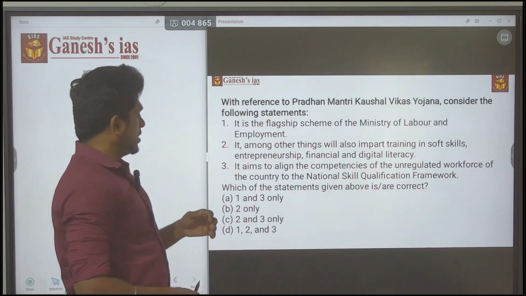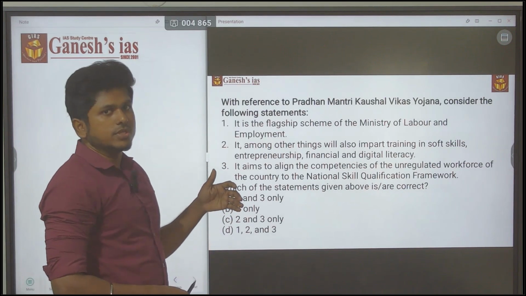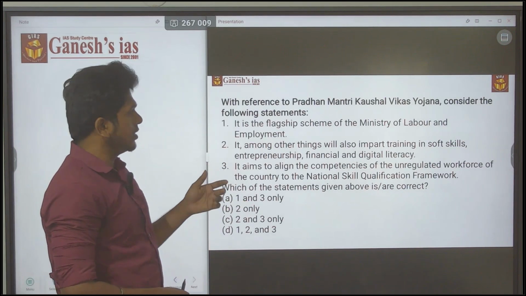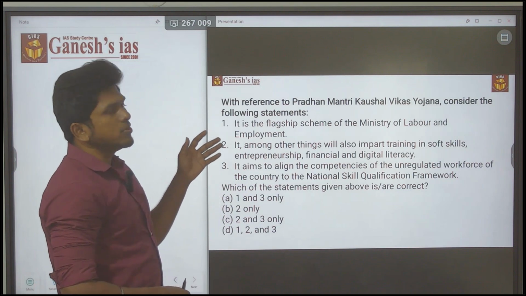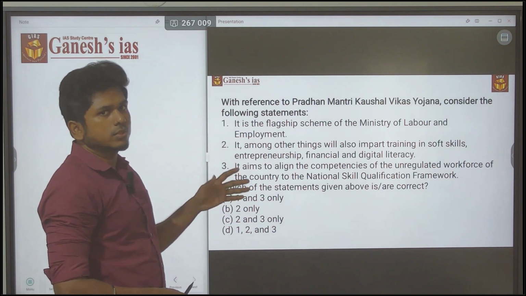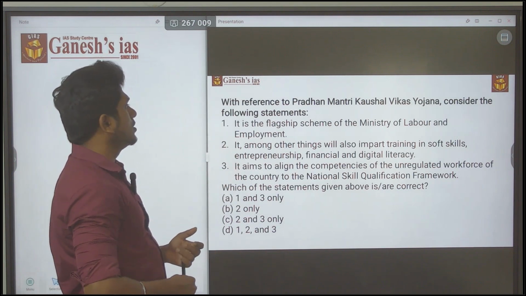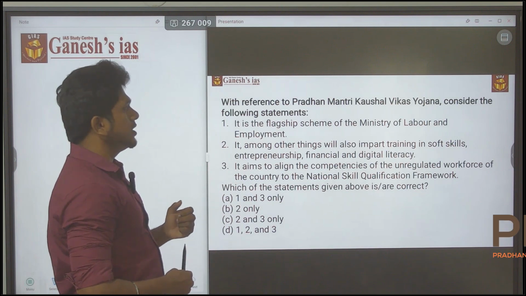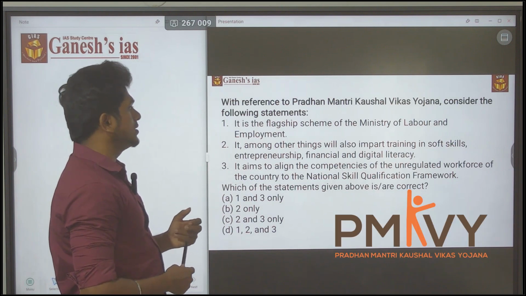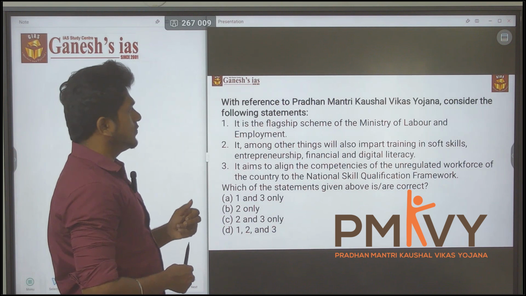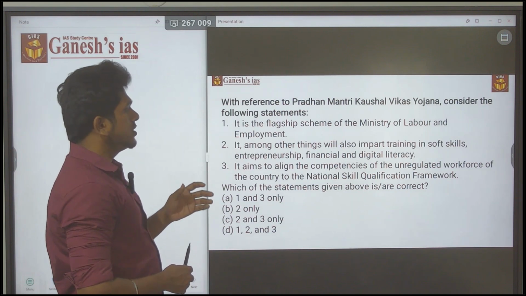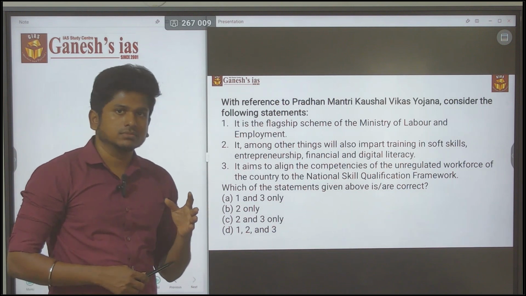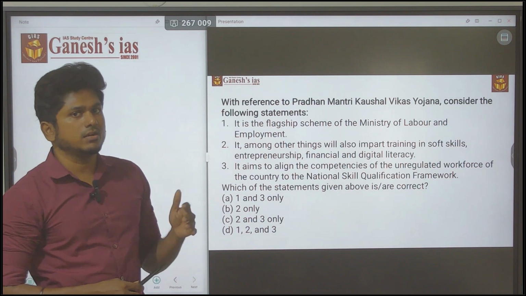First of all, pattern-wise, this question is an easy one, and it is purely based on the factual part. Let's begin. With reference to the Pradhan Mantri Kaushal Vikas Yojana, consider the following statements. It is the flagship scheme of the Ministry of Labour and Employment. There itself it is making a wrong statement.